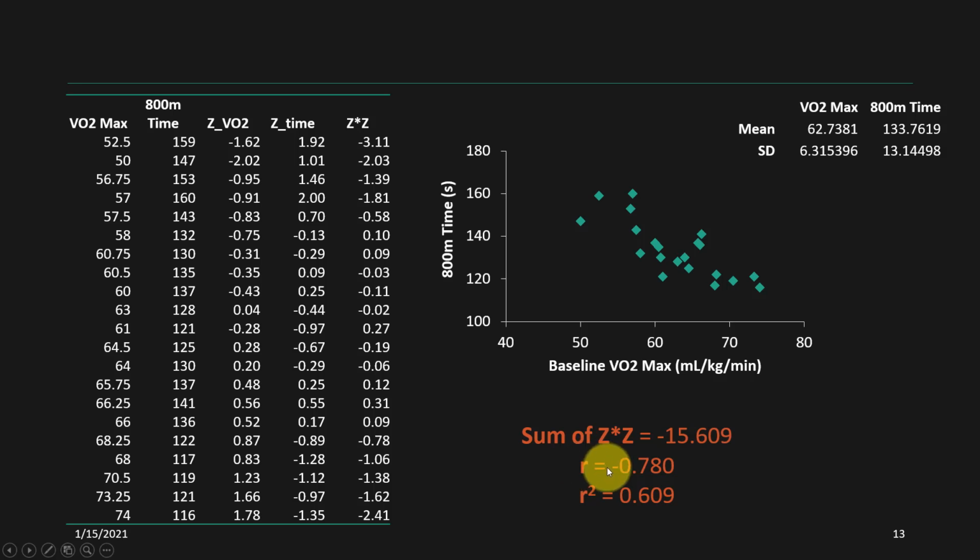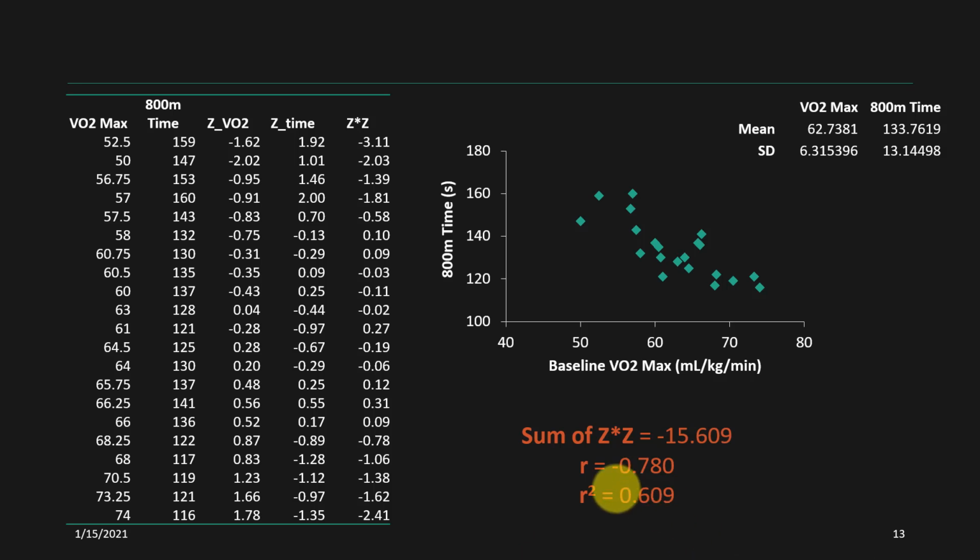The other thing that we can get is this r squared value, which is quite literally just taking the r value and then squaring it, and that becomes 0.609. And this r squared value is also very important. So r is our correlation coefficient, but r squared is what is sometimes referred to as the coefficient of determination, or also the explained variance. And what that means is 61%, because it's 60.9, but about 61% of the variance in 800 meter times is being explained by your VO2 max.